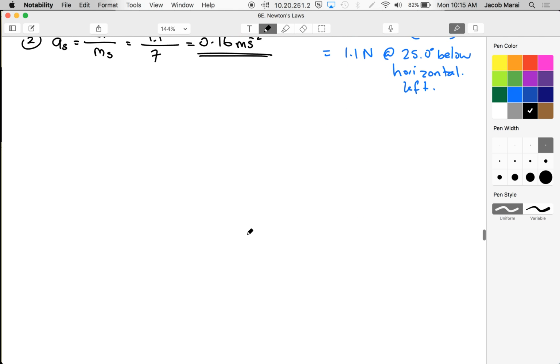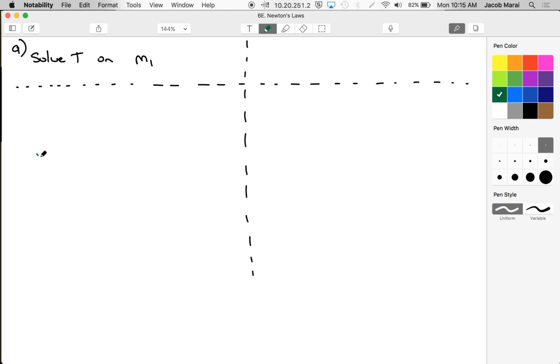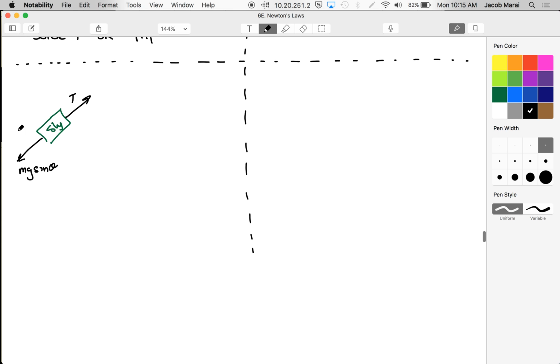So what I'm going to do is split my page into 2. But really, you would only have to choose one and solve. I'm just going to show you. Solve for T on M1. I'm going to draw a little scenario. Here's my 5 kilos. Here's my mg sine theta, and there's my tension. And that obviously acts at an angle of 25 degrees.